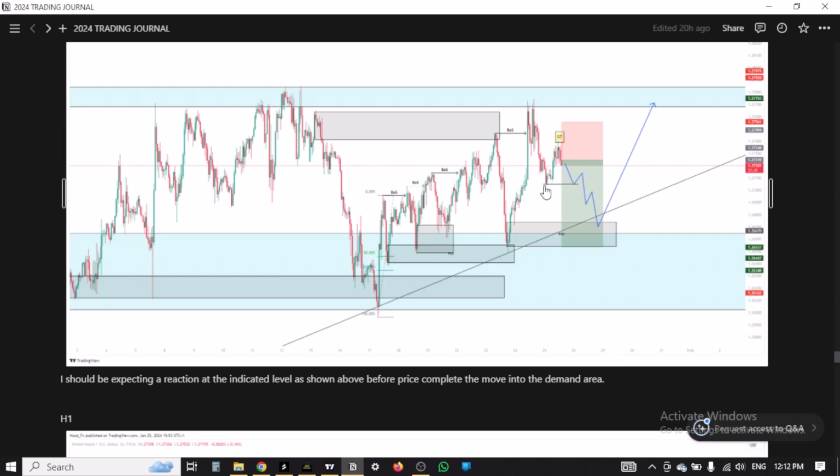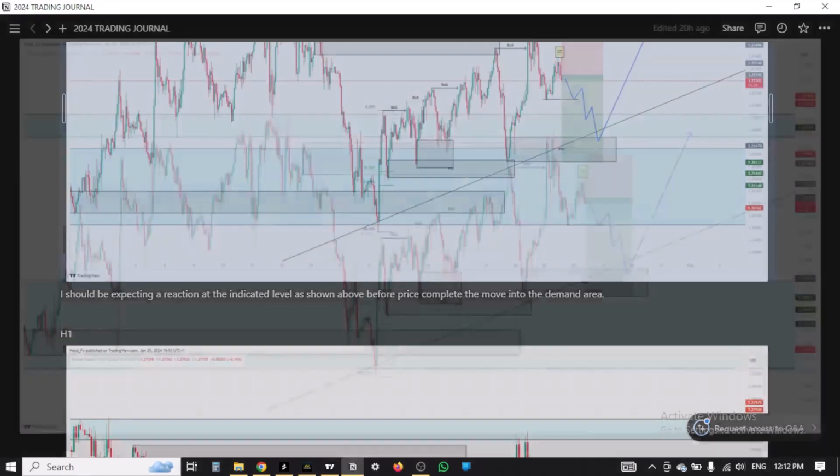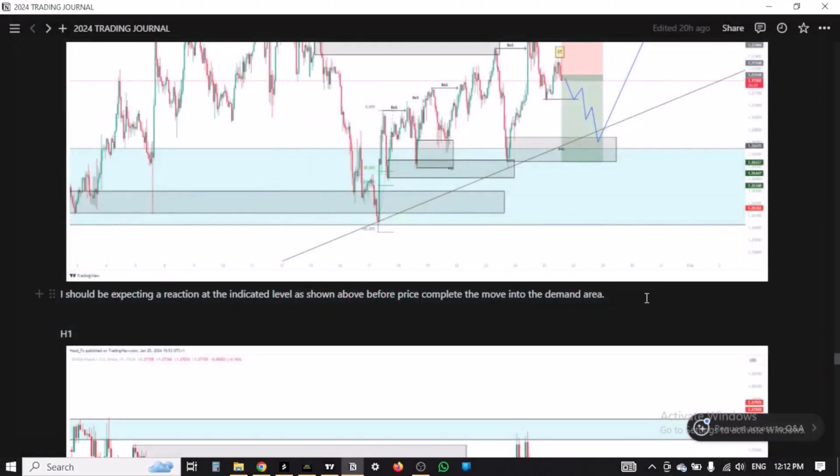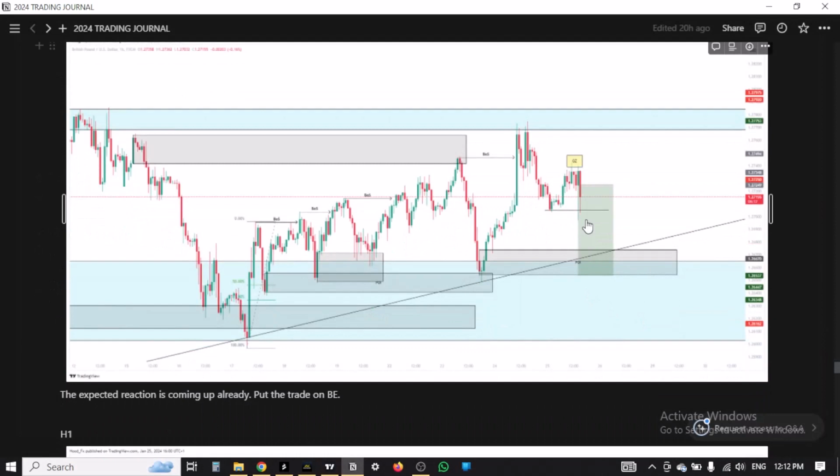So I was a little curious about this level here. Okay, if price gets here, there might be some kind of pullback from this level. Yes, that was what gave me that concern. Okay, once price gets here, I should just put my trade on break even. So whatever happened after then, fine. That was what I was thinking about at that time. So after price got there, you can see the expected reaction came up already. I put the trade on break even.